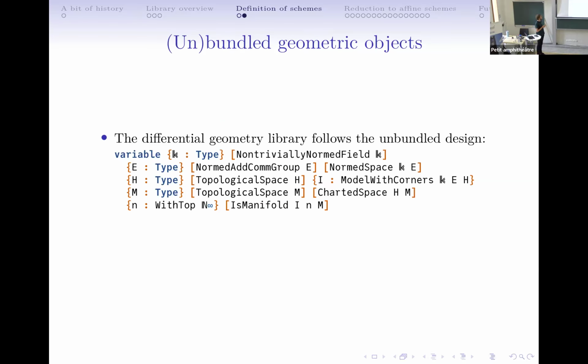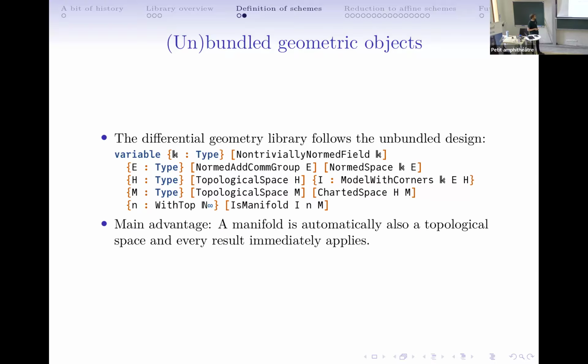And this has a big advantage because all of a sudden we are now in this unbundled world. And as Cyril said, mathlib is generally developed in the unbundled style. So this much better fits the rest of the mathlib design. In particular, a manifold is automatically a topological space, or rather, a type that is equipped with a manifold structure is also equipped with a topological space structure. And every lemma about topological spaces will expect a type together with a topological space structure.